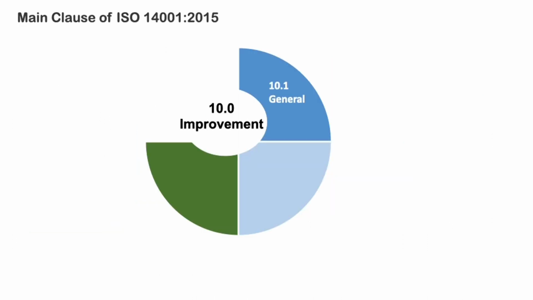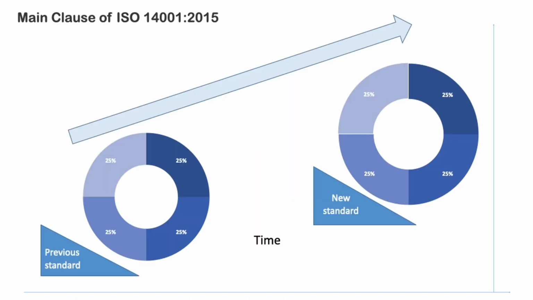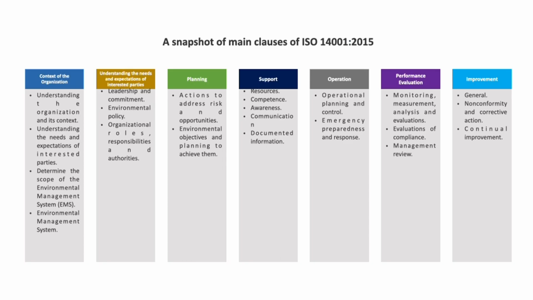Finally, Clause 10.0 Improvement talks about how improvement is an integral factor to an effective environmental management system through general nonconformity and corrective action, and continual improvement. Talking about improvement, it is always continual in putting efforts towards the betterment of the existing systems. Here is a snapshot of the main clauses of ISO 14001:2015.